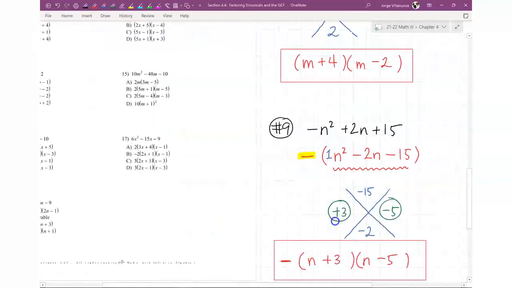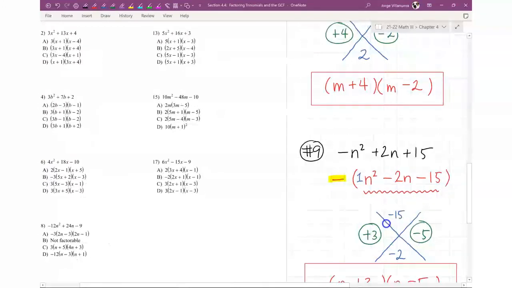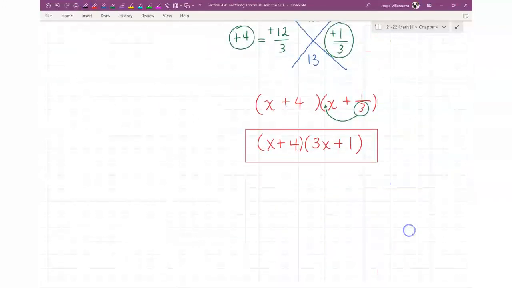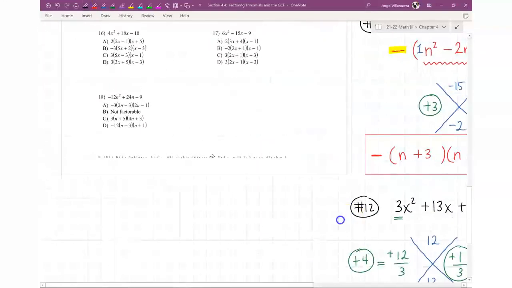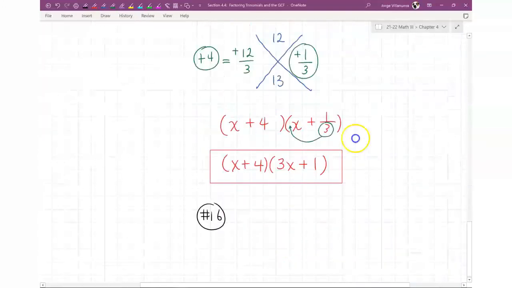While you're writing that down, let me just look to see what other problem I want to try out here. So we'll try 16. Let me just write it down, and I'll get to what we need. So 4x squared plus 18x minus 10.